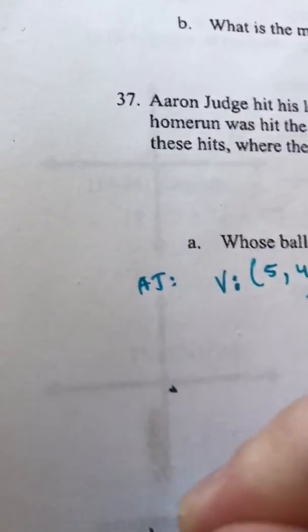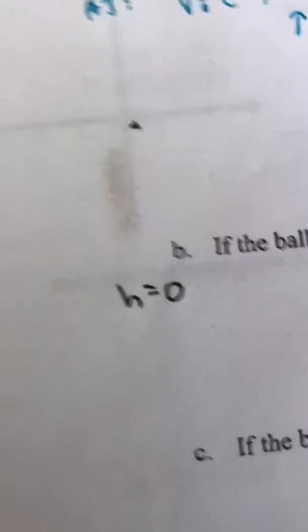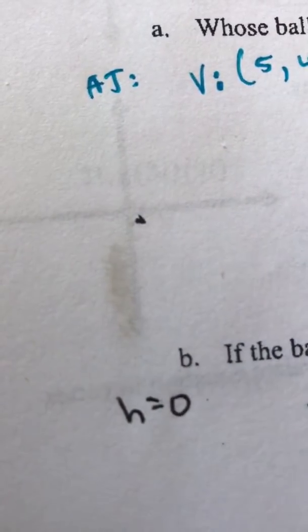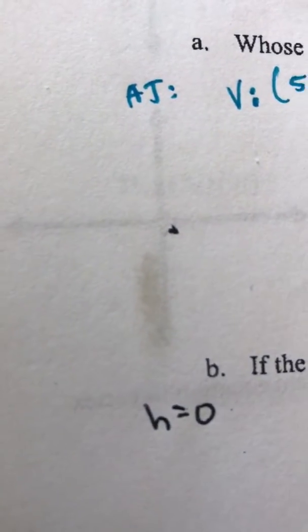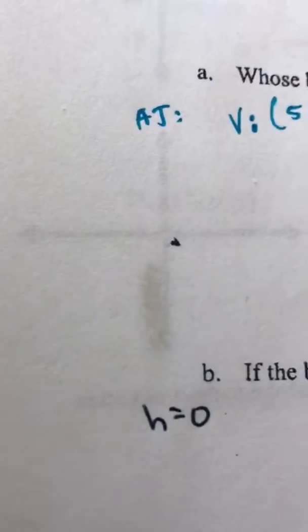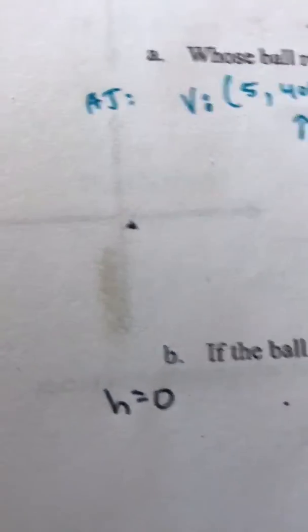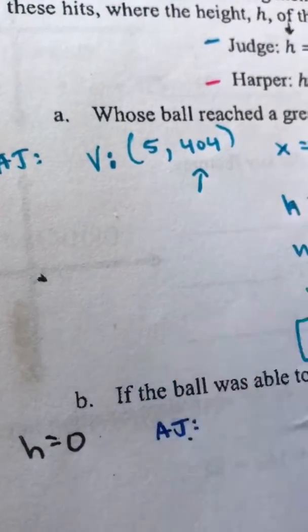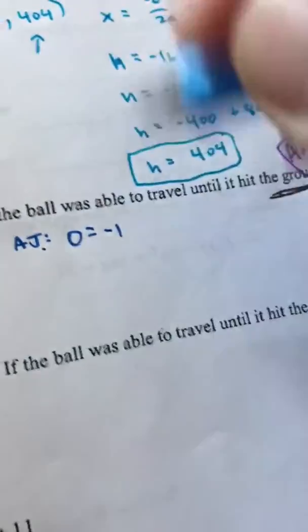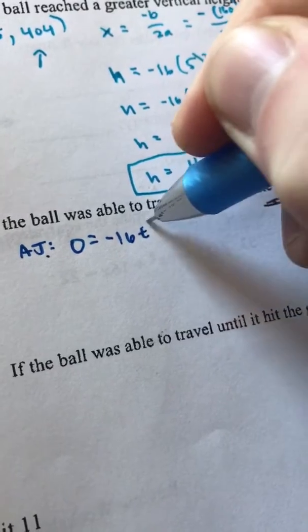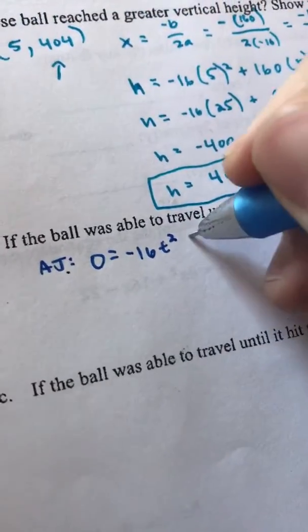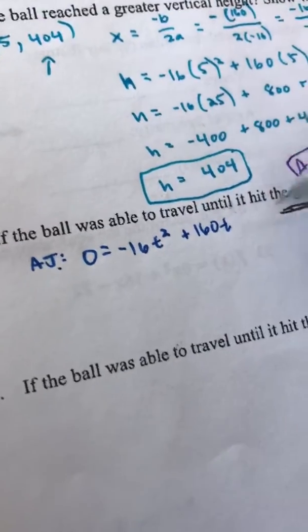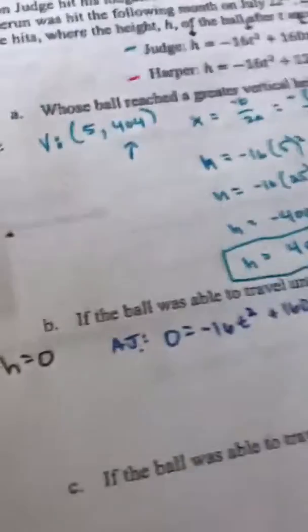what will the height of the ball be? Hopefully you're saying 0. So the height is 0 when the ball hits the ground. That means I will plug in 0 for h. Let's use dark blue. So for Aaron Judge, h is 0, so 0 will equal negative 16t squared plus 160t plus 4. From this point, we need to solve for t.